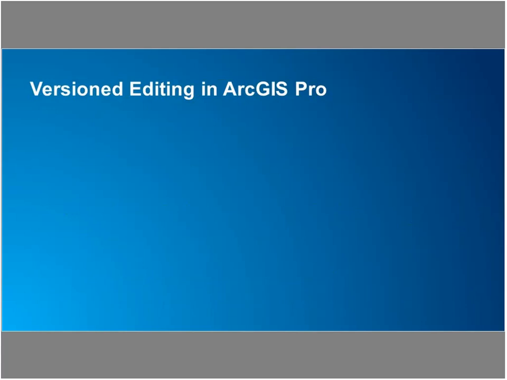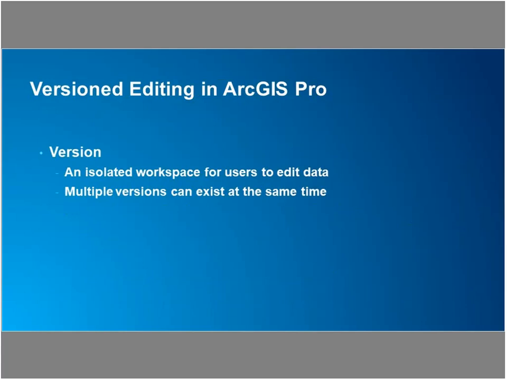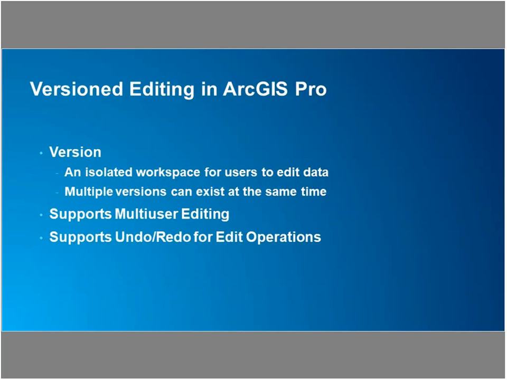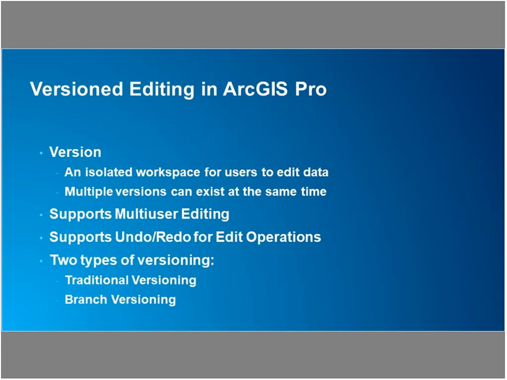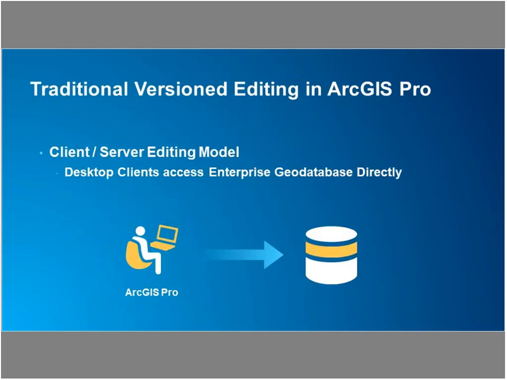Now, versioned workflows in ArcGIS Pro are very similar to what you may be using in ArcMap, if you're using ArcMap. Now, a version is an isolated workspace that allows users to concurrently edit data without worrying about row locking or changing production data sets. A geodatabase can contain multiple versions. Version workflows are recommended for multi-user editing or workflows that require transactions that continue beyond the current session. Unlike non-versioned editing in Pro, versioning supports undo-redo for each edit operation. We'll look at both types of versioning over the next few slides.